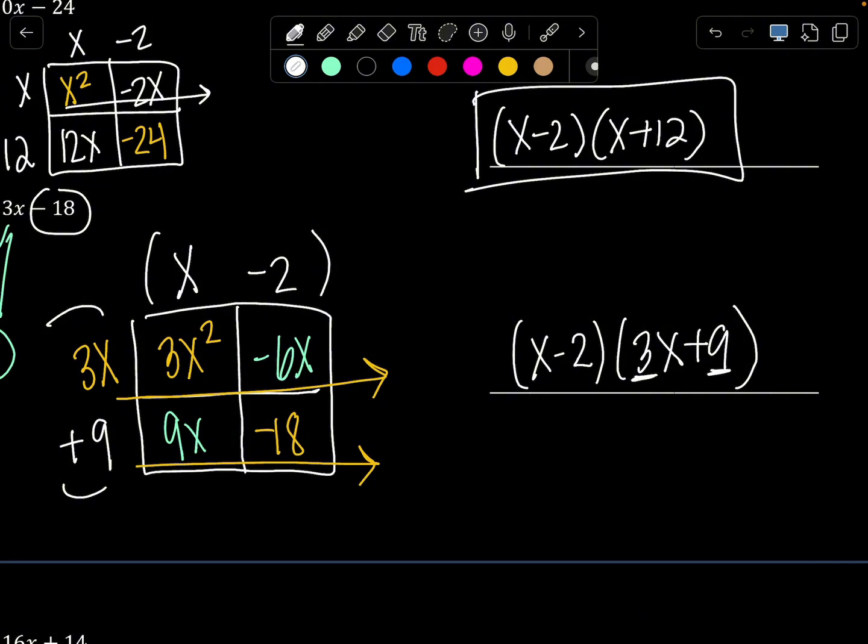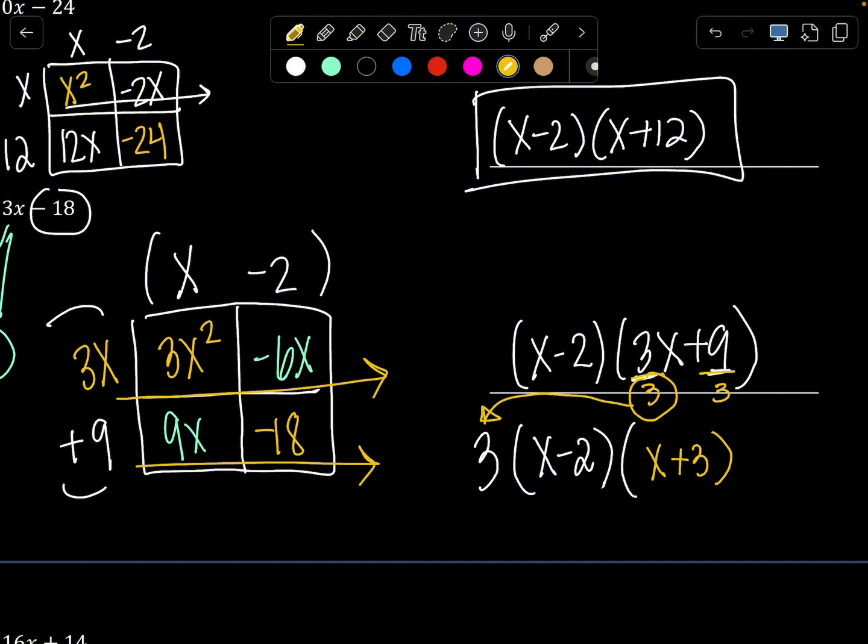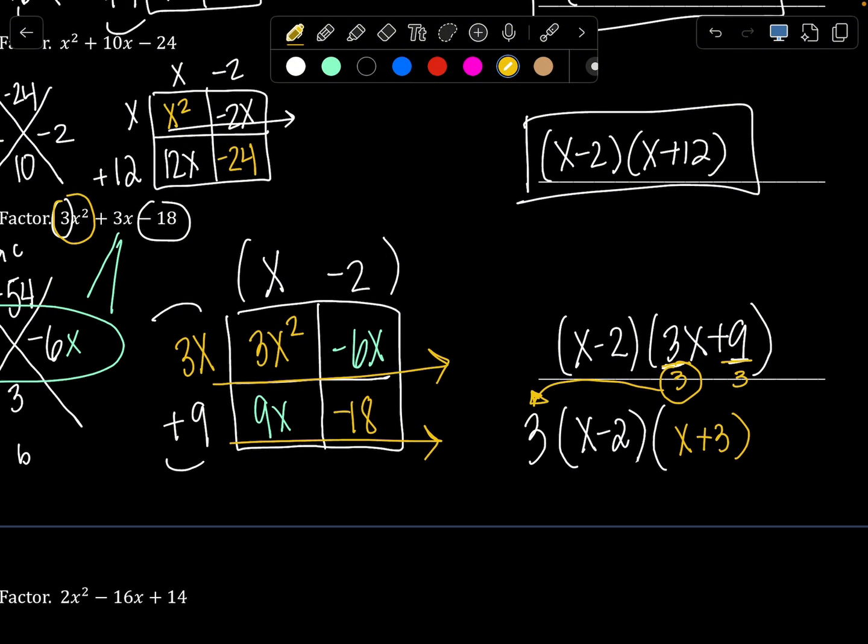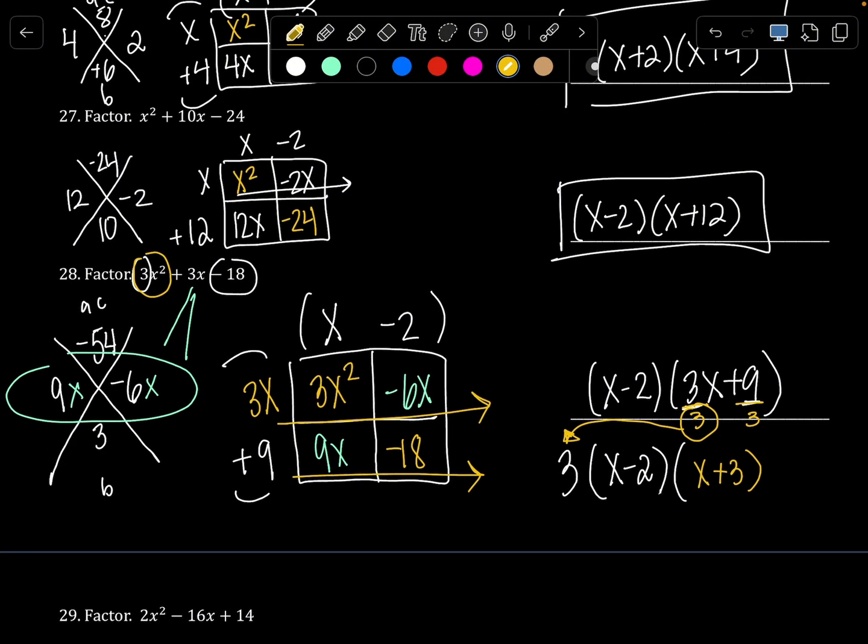So take out the 3, put it at the very front, and keep your x minus 2 there. What do you get when you take out a 3 here, when you divide both by 3? x plus 3. And you just bring that little guy to the front. So even if you missed a GCF in the beginning, you can still take it out at the end.